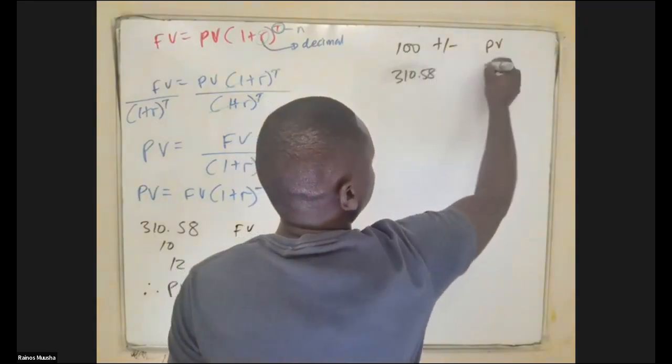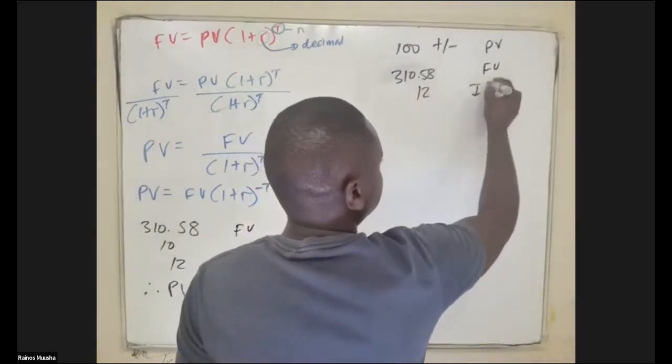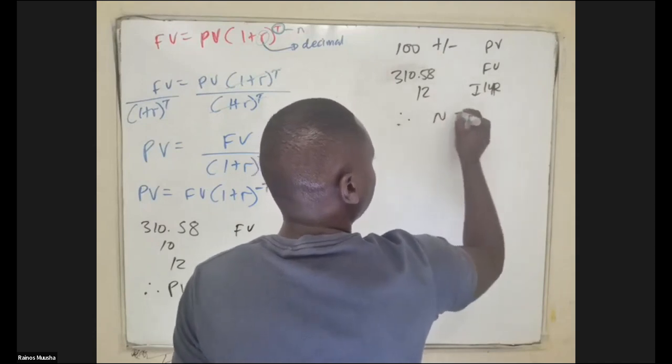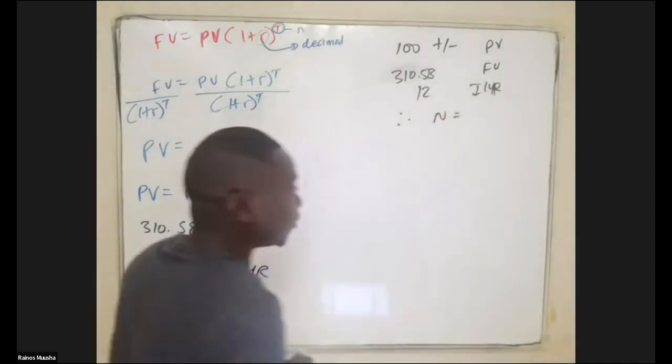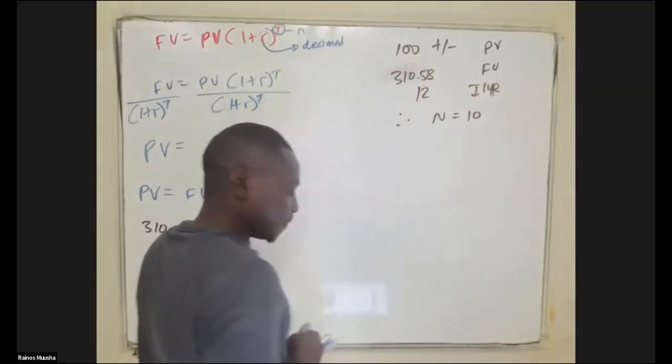310.58 is your future value. 12 is your interest per year. Then you calculate your N, and let's see how much you get as your number of periods. How much would you get there? 10. So your number of periods is going to be equal to 10.